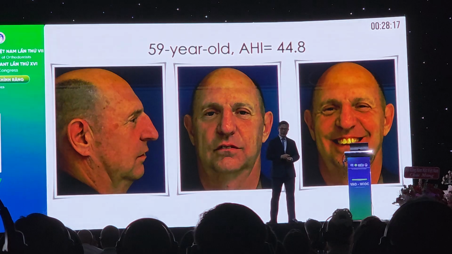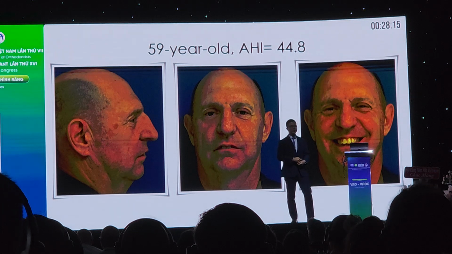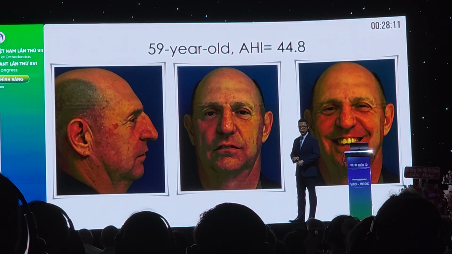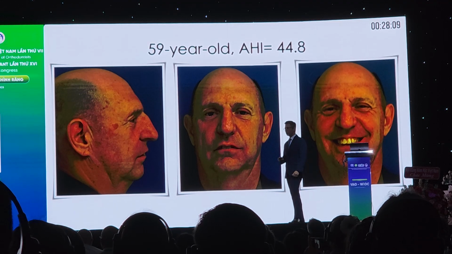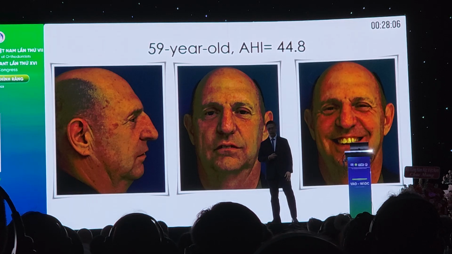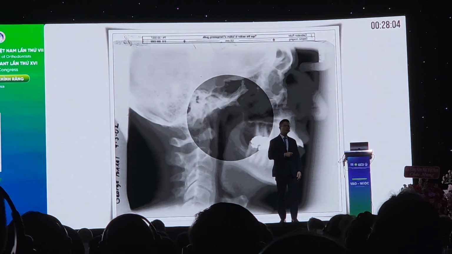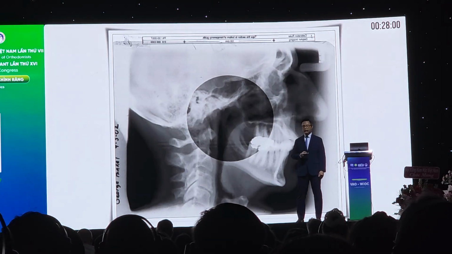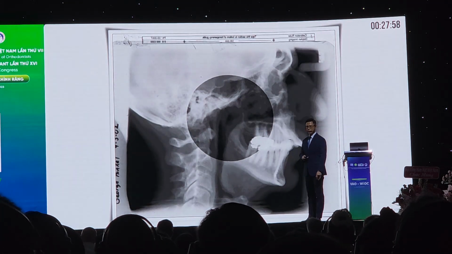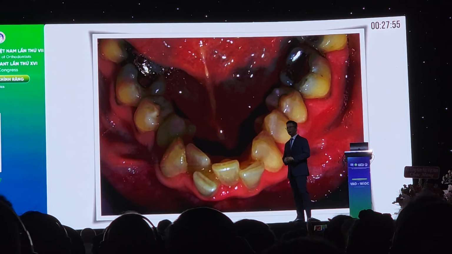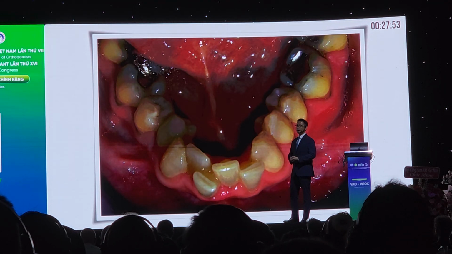Okay, so let's look at this case. This is a 59-year-old. His AHI is 44.8. He looks much older than his age because of the sleep apnea. He could not sleep really well. And when you see his overjet, he has probably 10 to 12 millimeter overjet, pretty big class 2, and the upper arch is very narrow, and the lower arch is also very narrow.